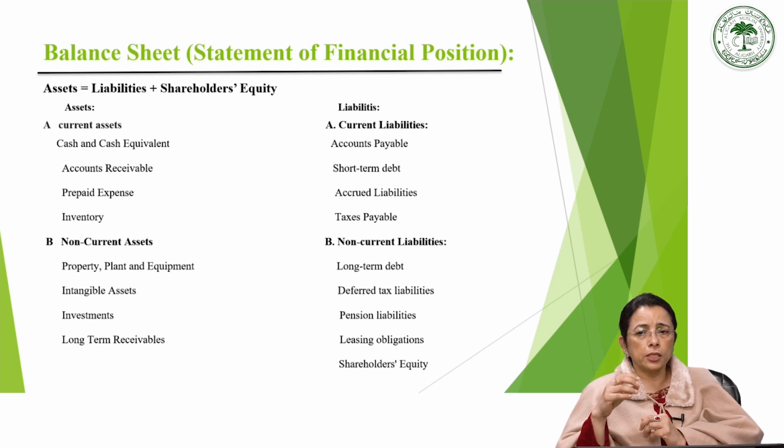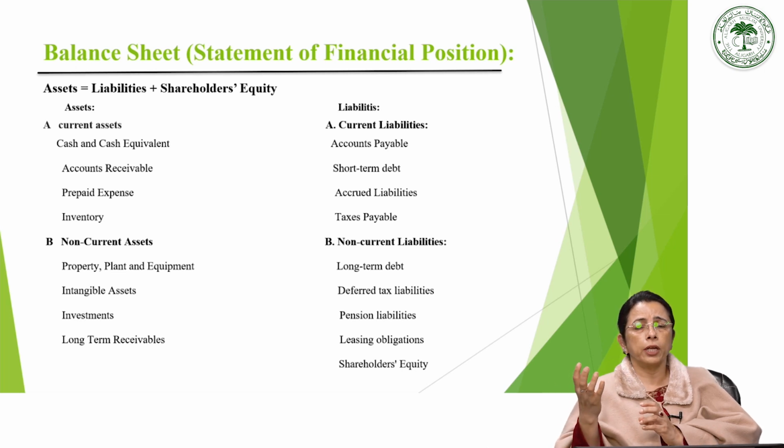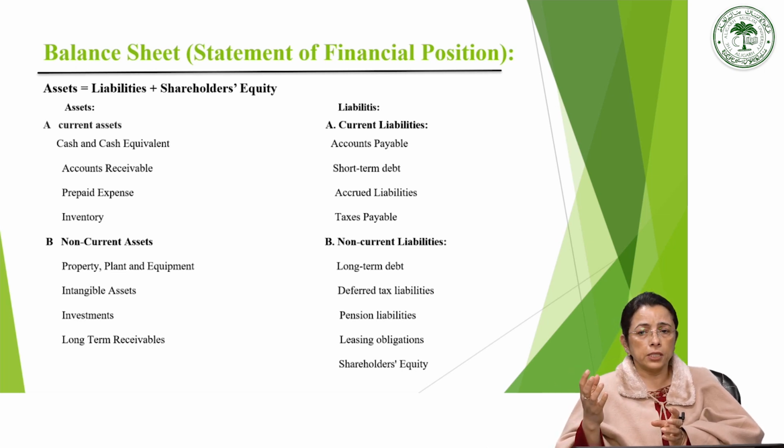This balance sheet is used by creditors, analysts, and investors in order to evaluate the company's overall financial health and liquidity, and they apply various ratio analyses here to find out the financial health of that company. And in order to show the equality of the accounting equation, this statement is usually presented with assets listed on the left side and the liabilities and shareholders' equity listed on the right side.